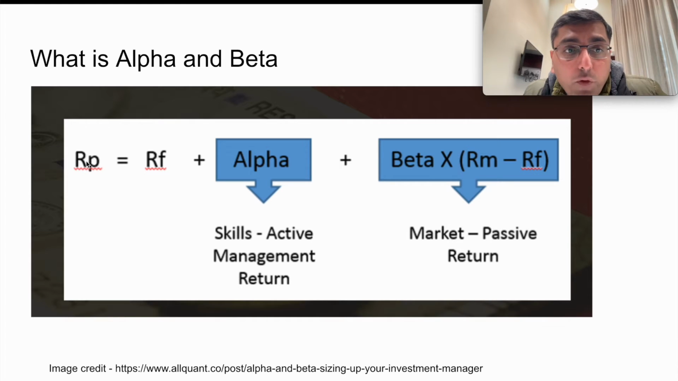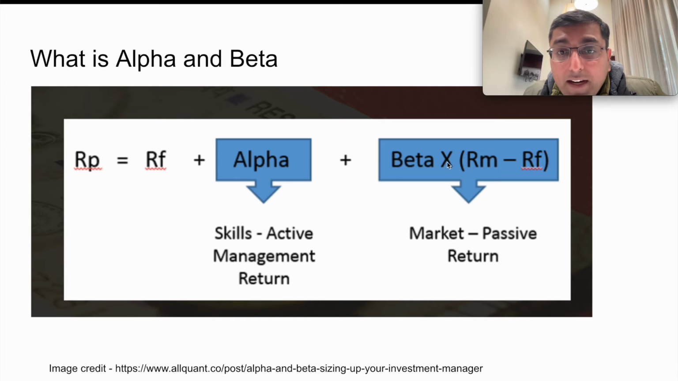So your overall portfolio return is the risk-free rate, which could be the 10-year treasury yield, plus the active management skill that you bring. It could be positive, it could be negative. And beta times the market risk premium. So RM is market return, RF is risk-free rate.